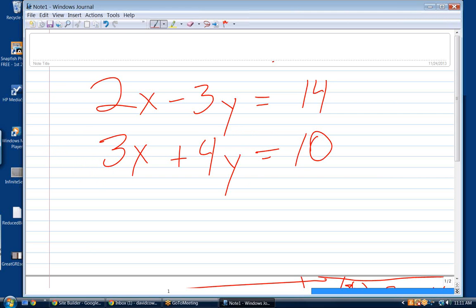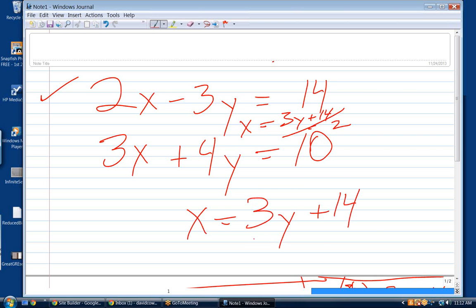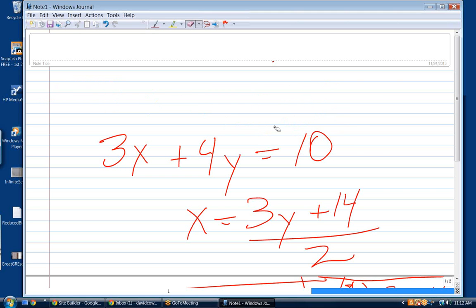In other words, when you use substitution, one of the equations is usually solved for one variable. In other words, if I were to solve this for x, I would get x equals 3y plus 14 divided by 2. Right? So let's say the problem was presented like this and not the way I originally presented it.